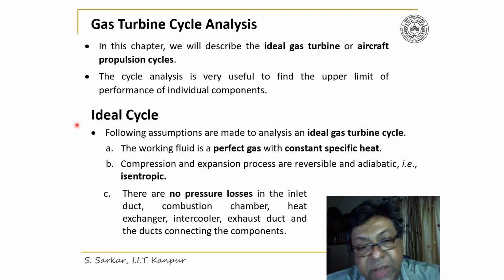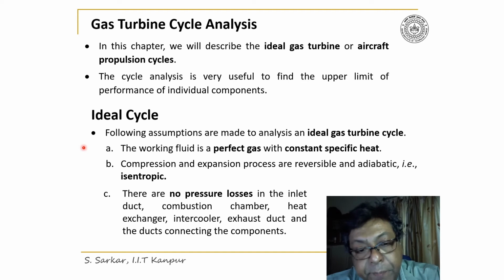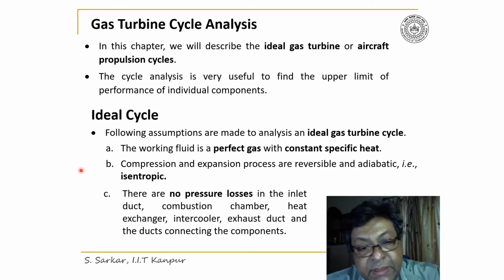The following assumptions are made with respect to an ideal gas turbine cycle. What are those assumptions? They are: the working fluid is a perfect gas with constant specific heat. Further, we assume that the compression and expansion processes are reversible and adiabatic. That means they are isentropic.